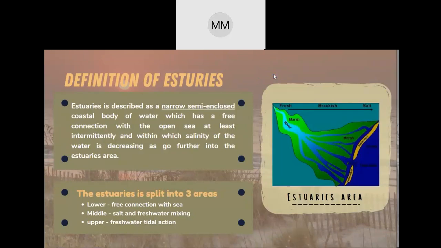In the picture, the estuary is split into three areas. Lower part, middle part and upper part. In the lower part, we have free connection. The lower part is a free connection with the sea. That was a semi-enclosed part. And in the middle part is where the salt and freshwater mixing occurs. And in the upper part, where freshwater tidal action occurs. Next.